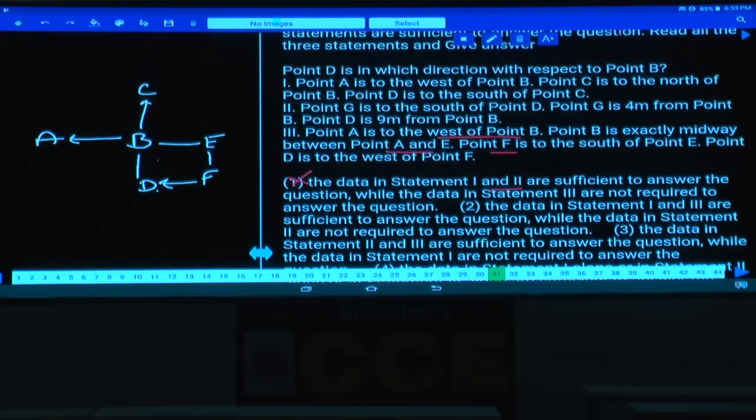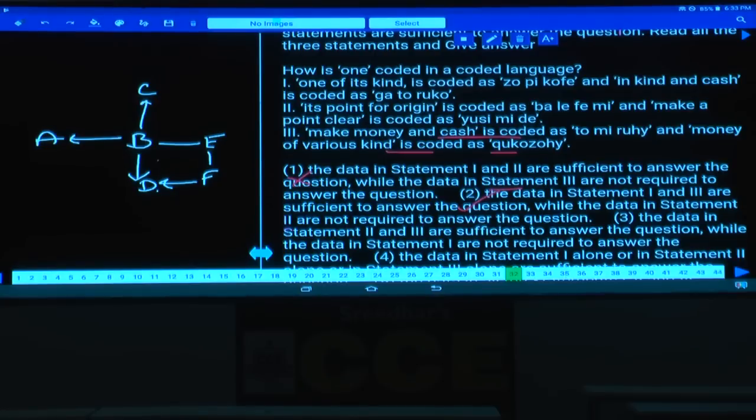Are you getting the answer or not? As D is to the south of B, in order to arrive at this conclusion, what are the statements that are required here? Only 1 and 3 are required, that is choice 2. Done with this? Now this is about question number 31. Next is question number 32.